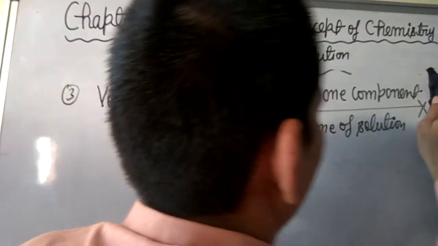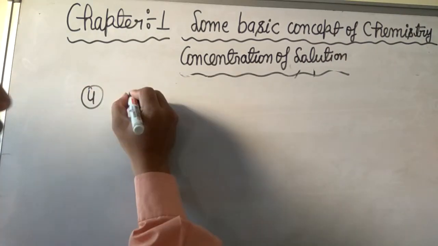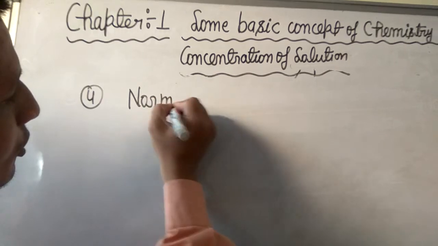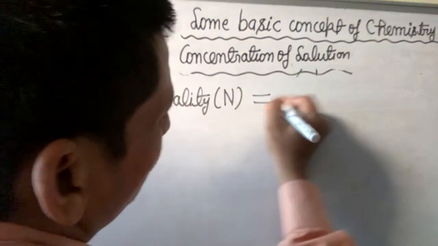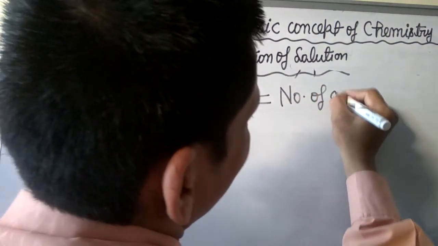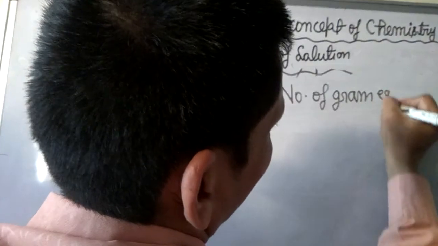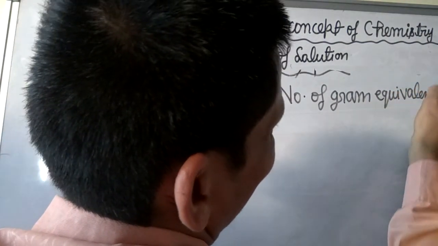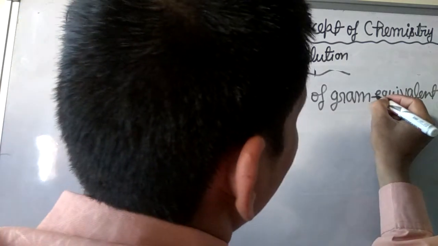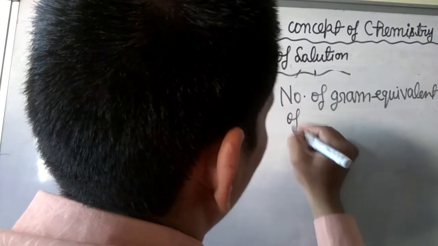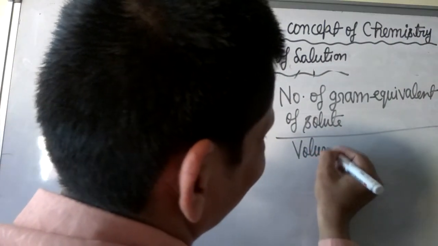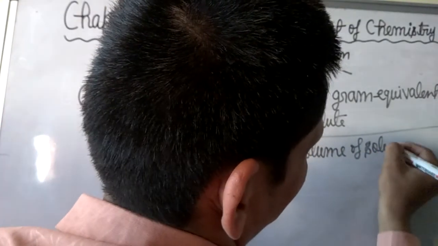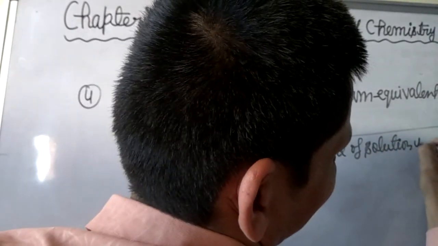Next point, number 4, is normality. Normality is denoted by capital N. Normality is equal to number of gram equivalent of solute upon volume of solution in liter.